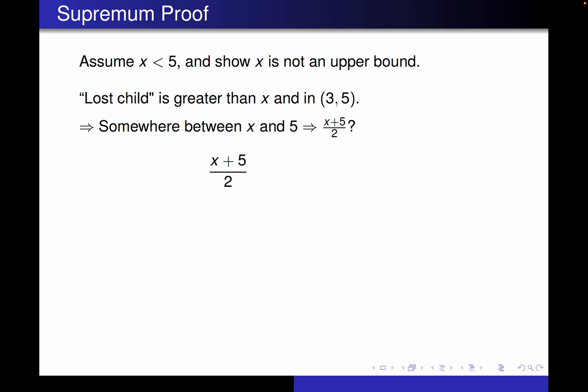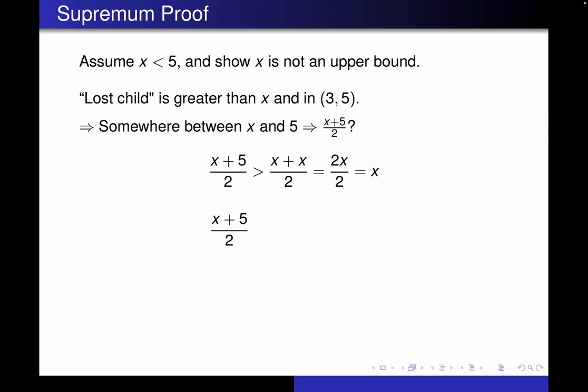So let's look at x plus 5 over 2, see what the biggest it can be, what the smallest it can be. Well, we know that 5 is bigger than x, so if we replace 5 in x plus 5 over 2 with x, we get a smaller number, x plus x over 2. X plus x is equal to 2x, you cancel the 2's, and that shows us that x is less than x plus 5 over 2. That is very promising, right? It's bigger than x, it has the potential for being a lost child.